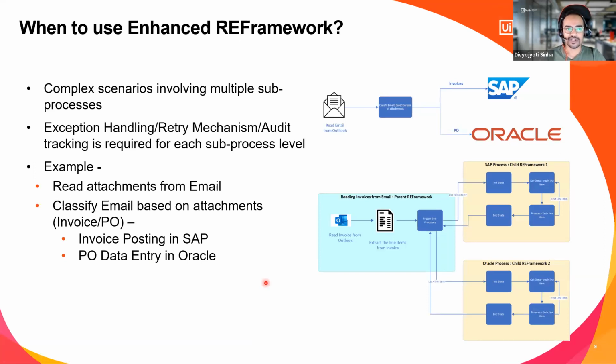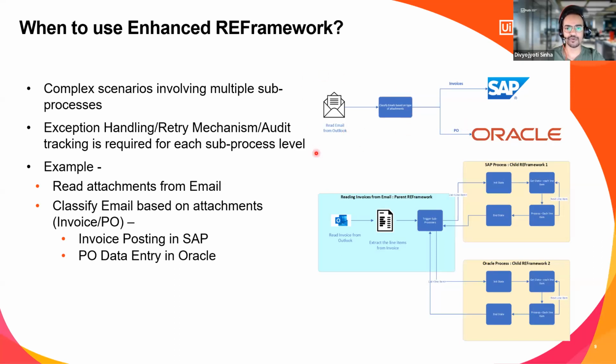Now, when to use the enhanced RE framework? As I mentioned, if you have multiple applications involved, this is one use case that we are seeing over here. The bot is going to read email from Outlook, and based on the attachment type, it is going to classify that particular email into either invoice or PO. Suppose you have to trigger two separate sub-processes. One is for invoices, you need to post invoices into SAP, or in case of PO, you have to perform some data entry into the Oracle application, right? In those cases, you can leverage the enhanced RE framework.